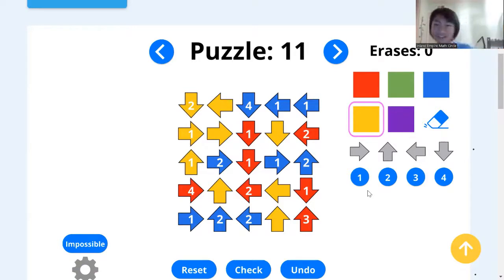Fill in the numbers. Fill in the numbers first. Bro, that puzzle should have been like puzzle 50. They should have added some more. That was way too hard for this. That was insane. That's why there's only 11 puzzles. Oh my god.